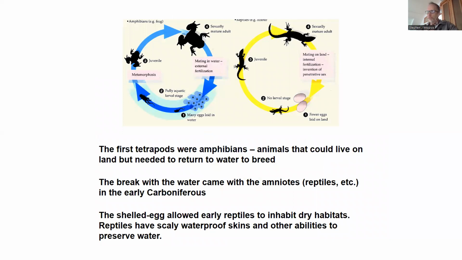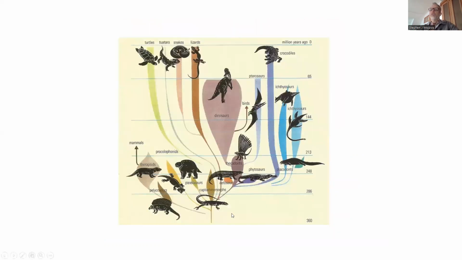The first tetrapods, four-legged animals, not like insects, but animals, were amphibians. They could live on land, but they needed to return to water to breed. And the break with the water came with the amniotes, the egg layers on land, in the early Carboniferous, in the Paleozoic. And this shelled egg allowed them to inhabit dry habitats. They have scaly waterproof skins and other abilities, as I've mentioned, to preserve water.